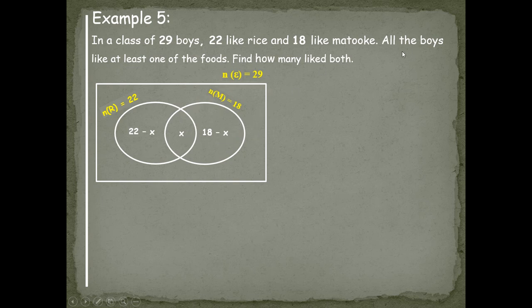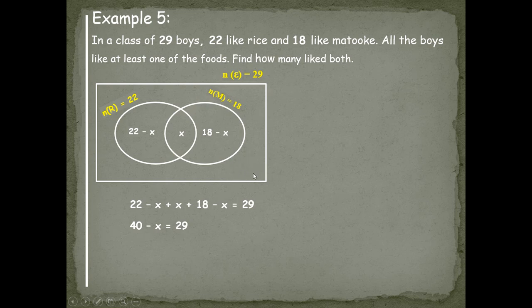But we have this information, all the boys like at least one of the foods. What does that mean? It means that in this region there is 0. We can include the 0 or we may not include it. You can put a 0 here or not.